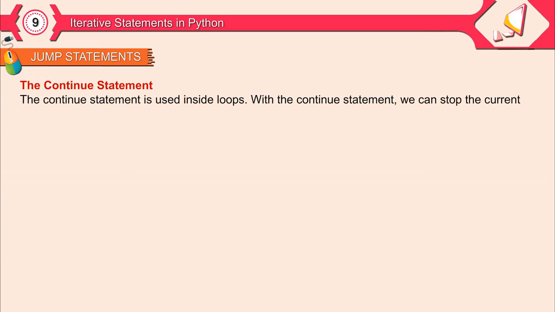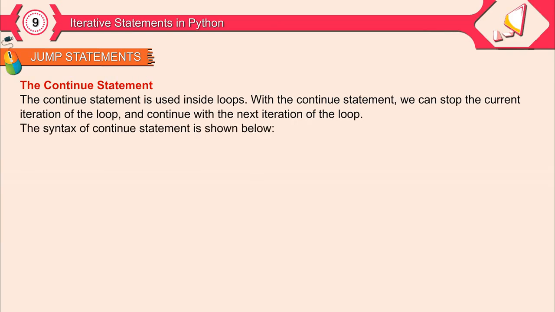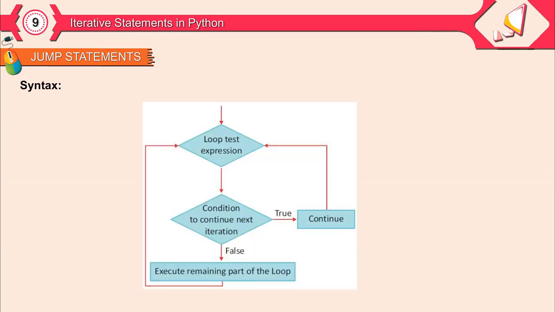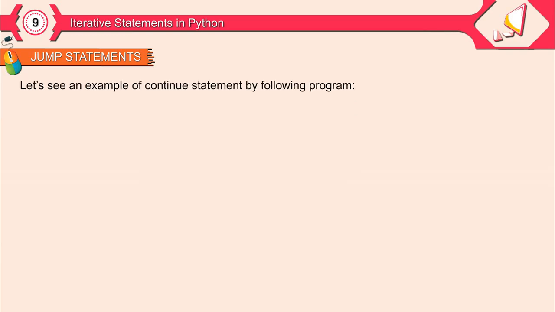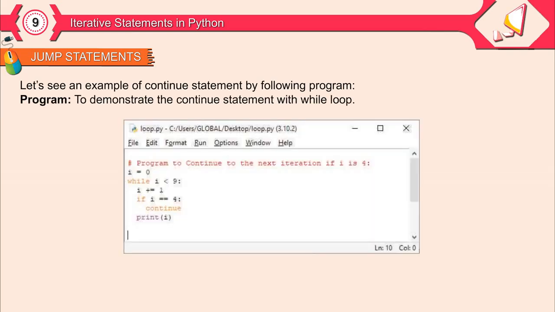The continue statement. The continue statement is used inside loops. With the continue statement, we can stop the current iteration of the loop and continue with the next iteration of the loop. The syntax of continue statement is shown below. Syntax: loop statement, continue. Loop test expression, condition to continue next iteration. False, execute remaining part of the loop. True, continue.